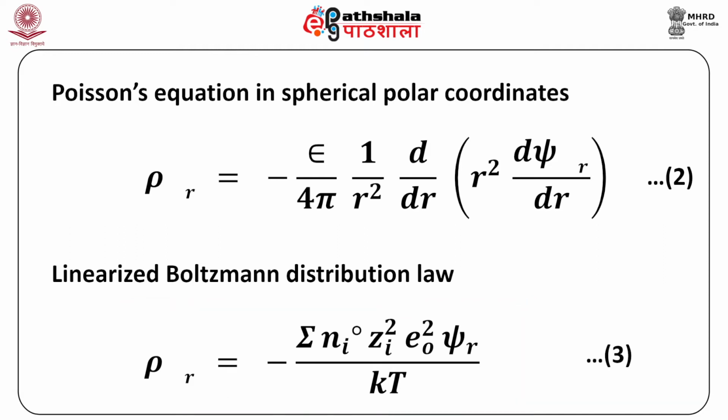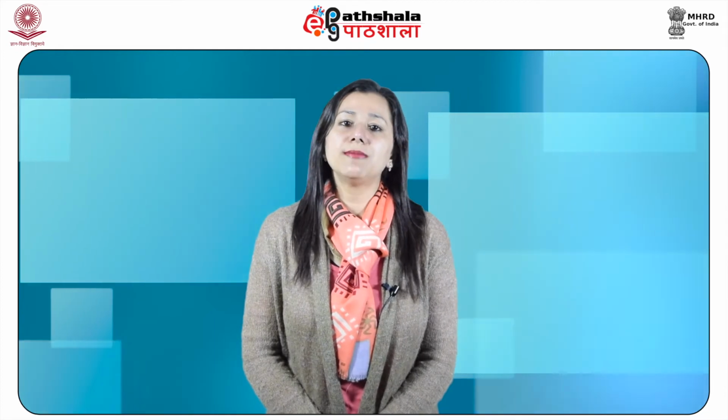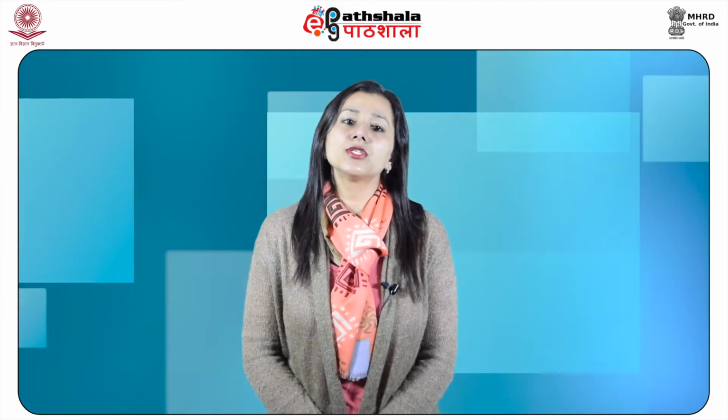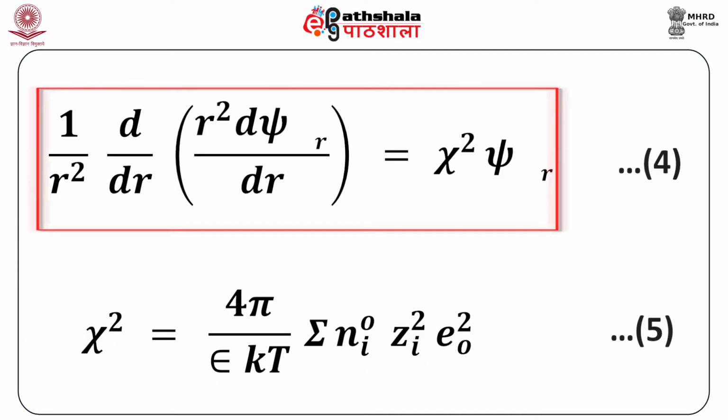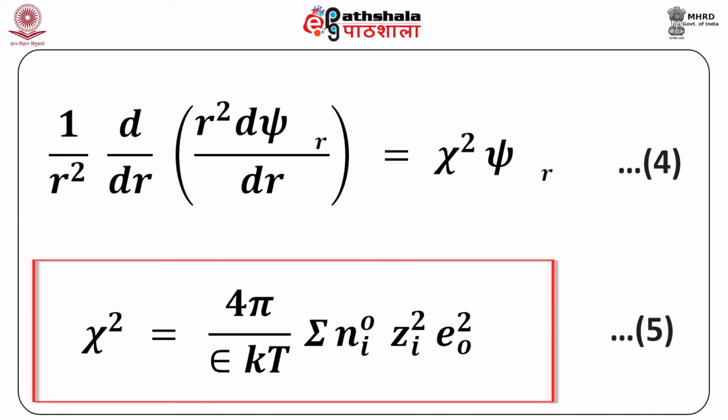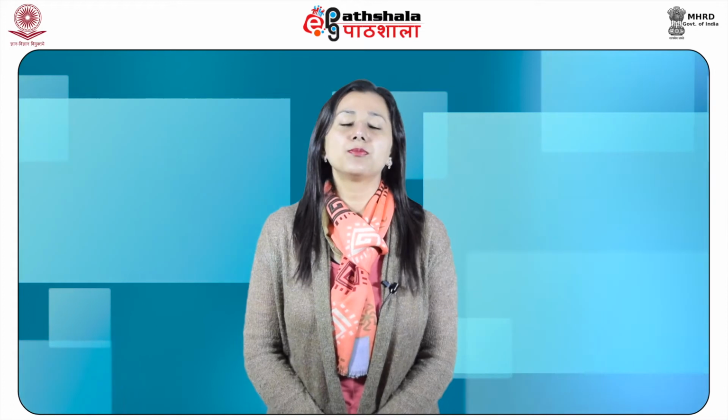We equate these two expressions 2 and 3 for the excess charge density and we get the fundamental partial differential equation of the Debye-Hückel model, that is the linearized Poisson-Boltzmann equation, equation 4, given as 1 by r squared into d by dr of r squared d psi(r) by dr equals chi squared psi(r), where chi squared is equal to 4 pi by epsilon kT into summation of n_i^0 z_i squared e_0 squared. We assume that ions can be treated as point charges.